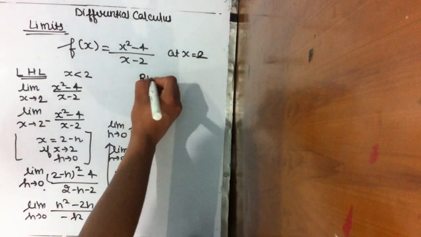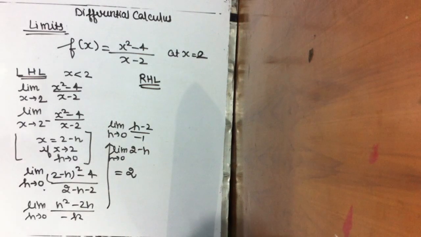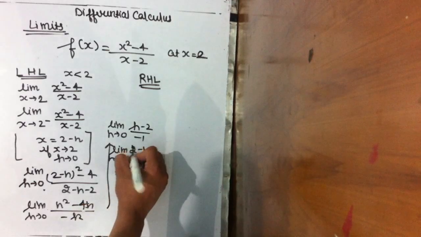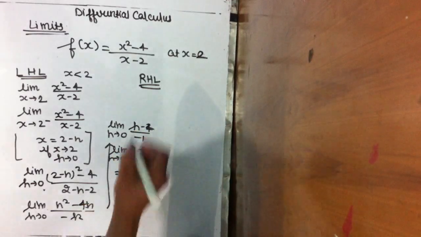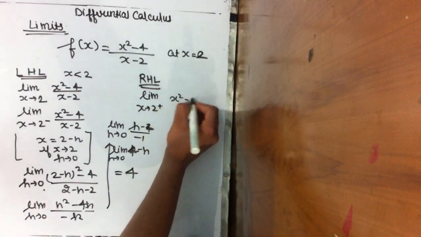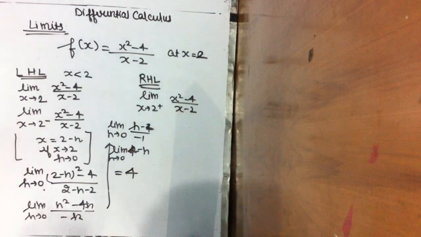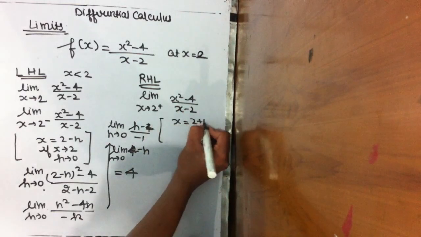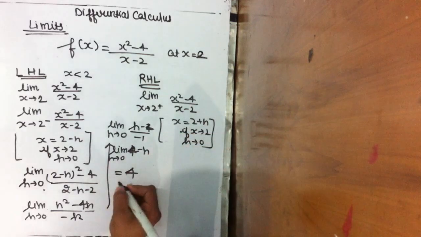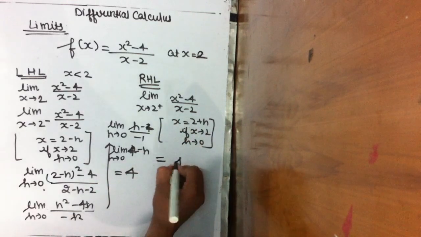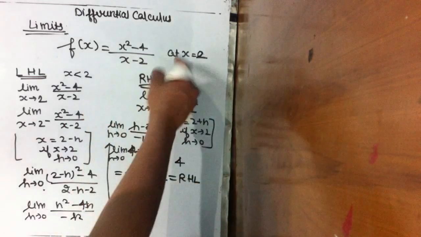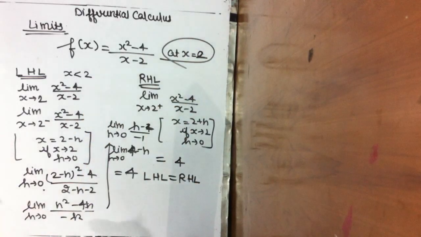Similarly, if we need to evaluate the right hand limit, then we'll put limit x approaches 2 positive side, x square minus 4 divided by x minus 2. Now here again x equals 2 plus h. Then if x approaches 2, h again approaches 0. Evaluating further, we'll get the answer 4. Now here LHL is equivalent to RHL. Then the limit of this function at x equals 2 exists.